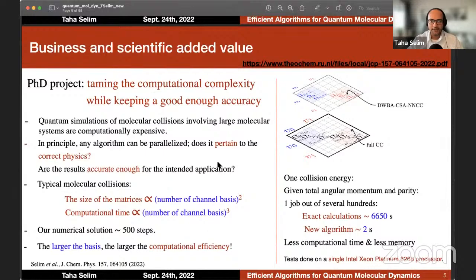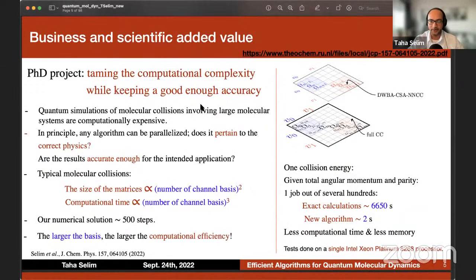Now let's talk about the paper. The PhD project is about handling computational complexity while keeping good and sufficient accuracy. Molecular simulations, or quantum simulations of molecular collisions in general, involve very large molecular systems, and they are computationally expensive. In principle, we know that any algorithm can be parallelized. There is no problem in that. However, the question is, does it retain the correct physics?